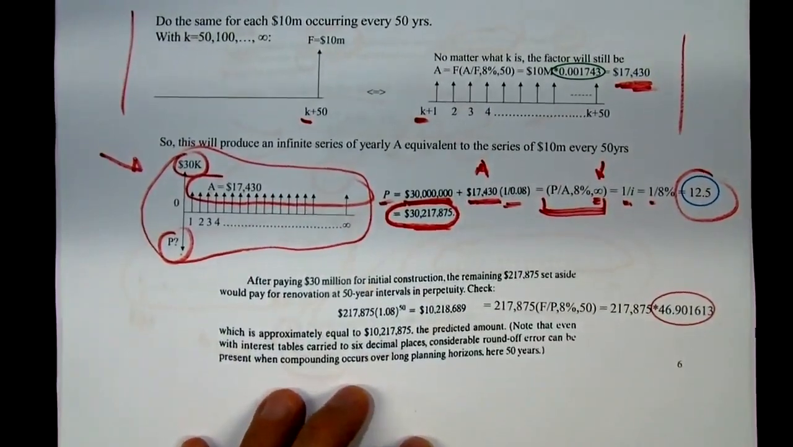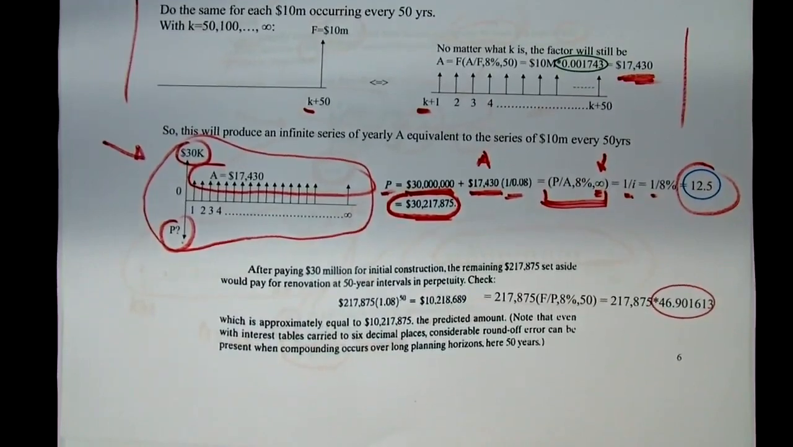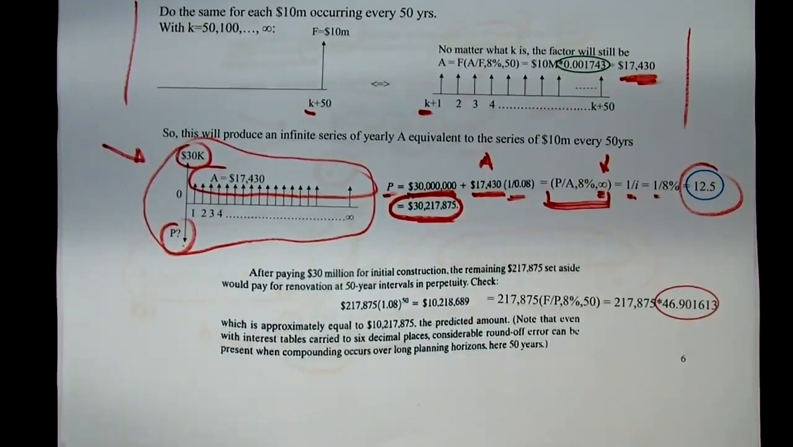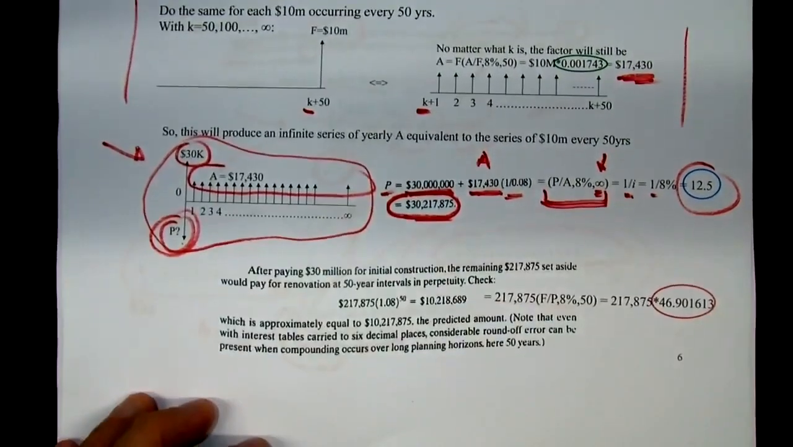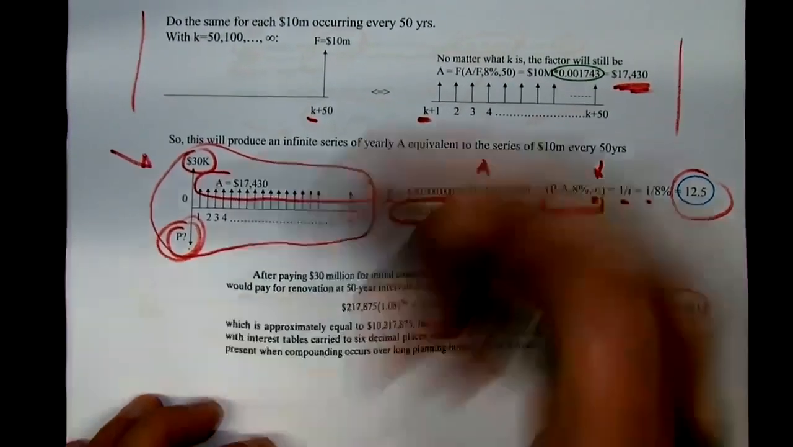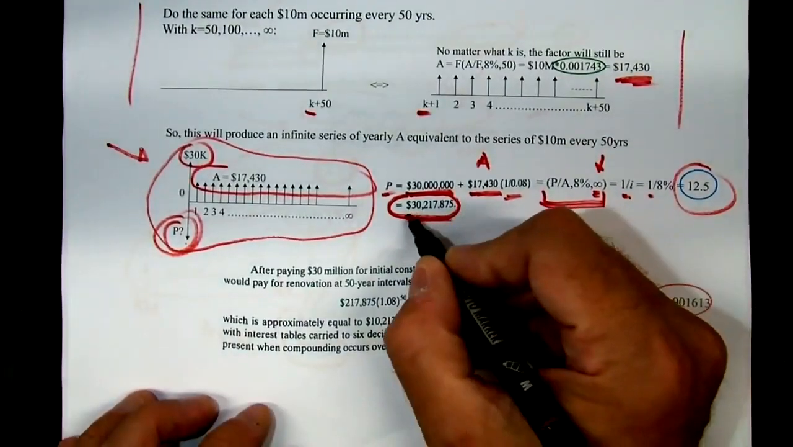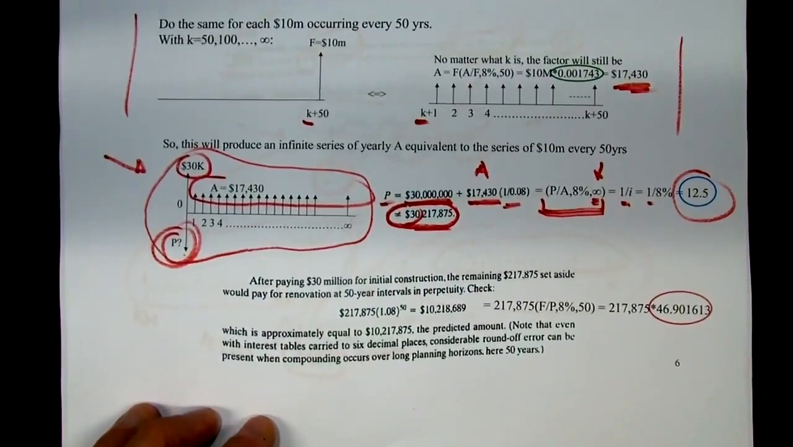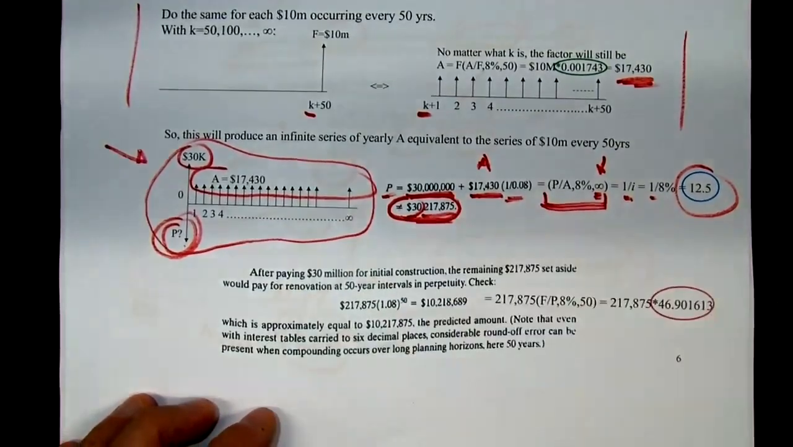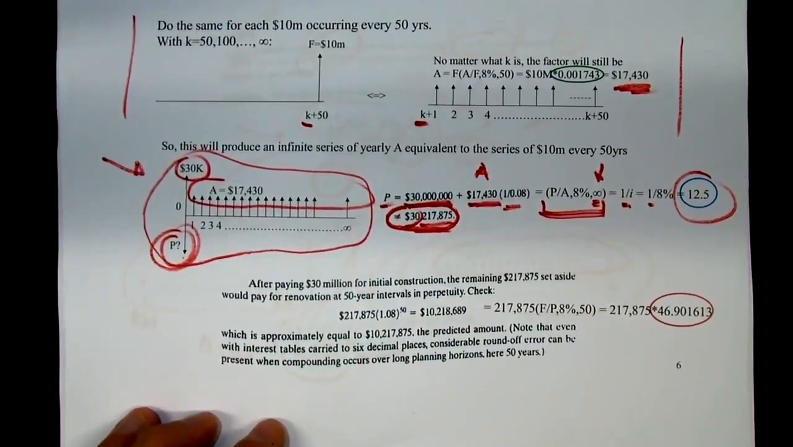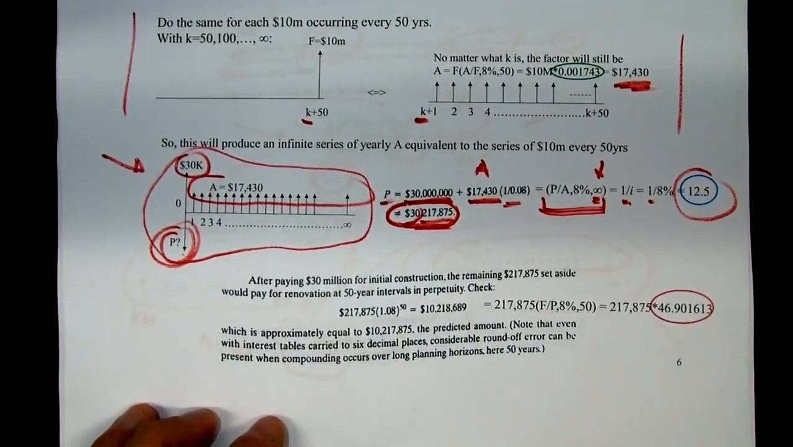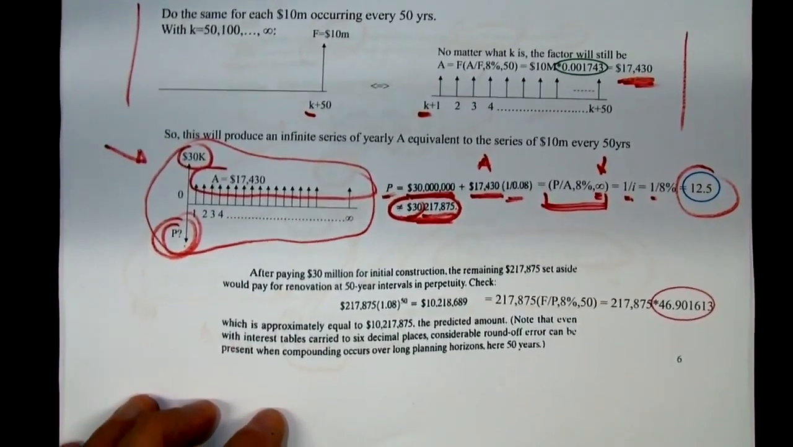This one is going to give us the $30 million, 217,875 total amount of money that you need to collect and put in your bank right now to make sure that you are able to pay for all the needed maintenance. And of course, the construction as well. So pretty much the $30 million goes away immediately because you pay at construction. The interesting part of this amount of money is the 217,875, okay, which is actually enough to pay for all the future $10 million every 50 years.